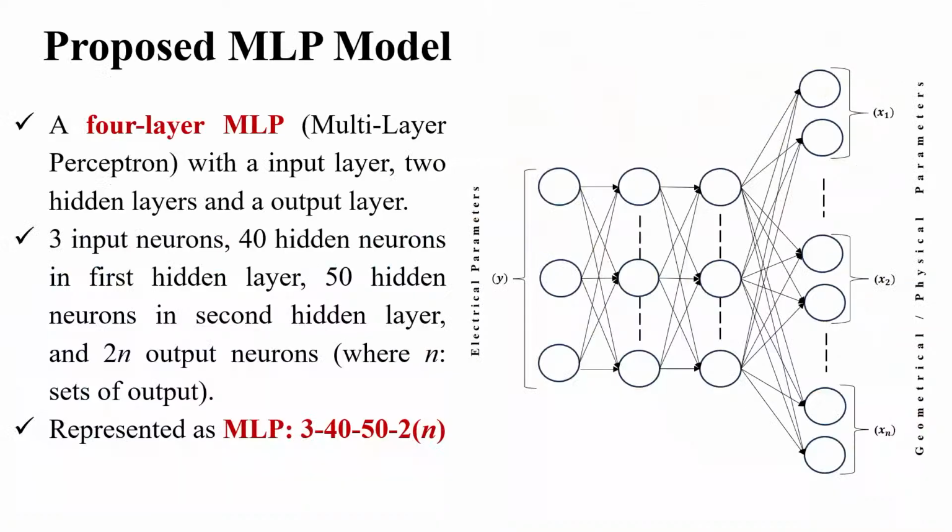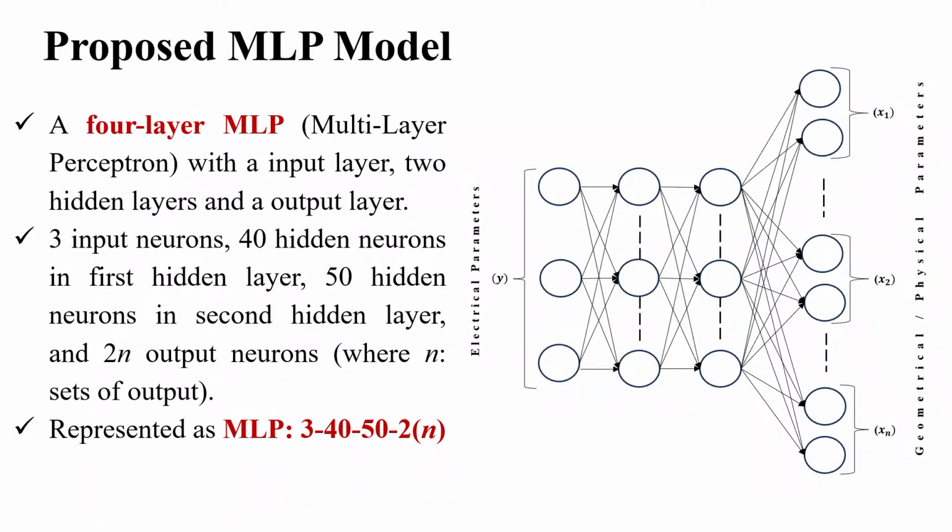You can see this is the proposed MLP model, multi-layer perceptron model. The representation of this MLP is 3, 40, 50 and 2. It means we have 3 inputs, 40 and 50 are the hidden layers, and at the last we have 2 output sets. As you can see, we are getting 2n, it means n number of output values.